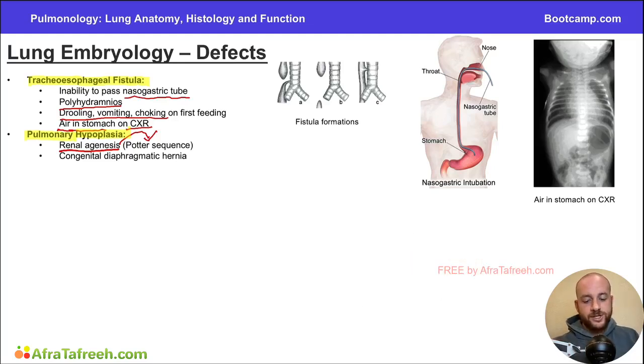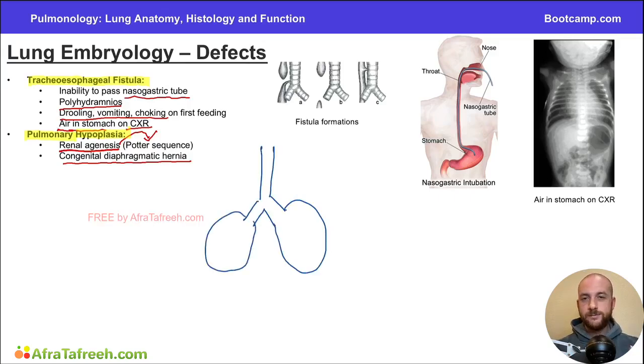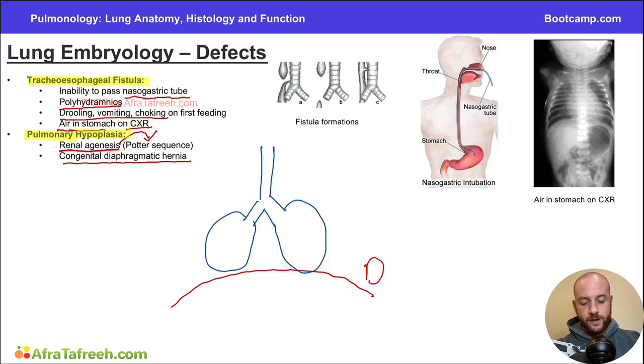All right, now let's finish off with the congenital diaphragmatic hernia. So let's just redraw our lungs in here. And there's a muscle that is right underneath the lungs called the diaphragm that we're going to be talking about in the next video. And right under the diaphragm, we have the bowel loops.